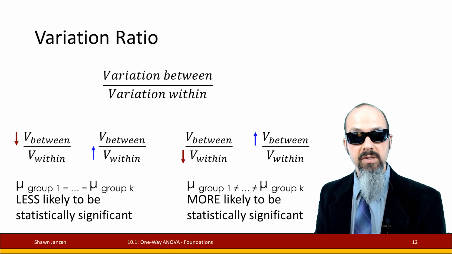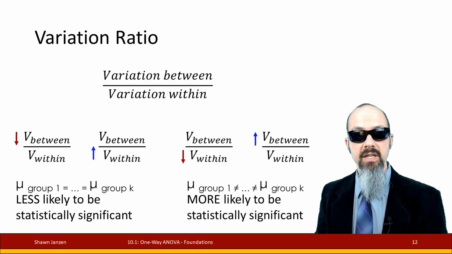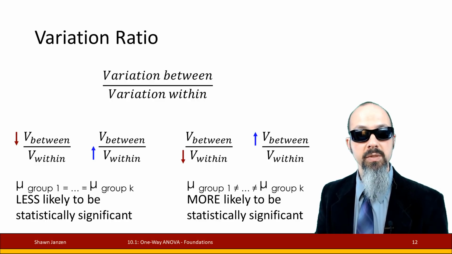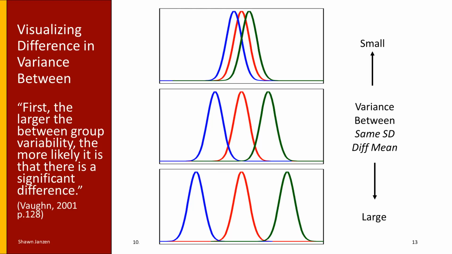Conversely, if you have increasing variation between, that means you're getting a larger numerator. If you're having decreasing variation within, or small amounts of variation within, then you have a smaller denominator. Both of these contribute to having a larger ratio value. When you have a larger ratio value, that means you're going to be more likely to be statistically significant that at least one of the means is going to be different. Let's see this graphically here.